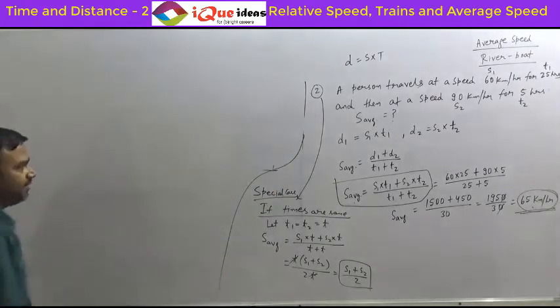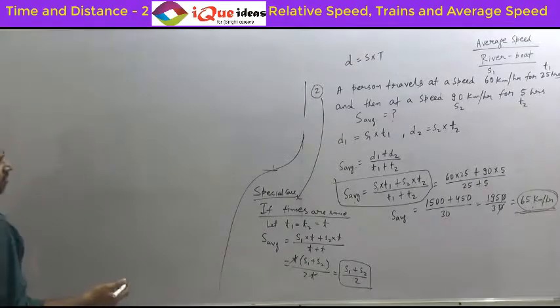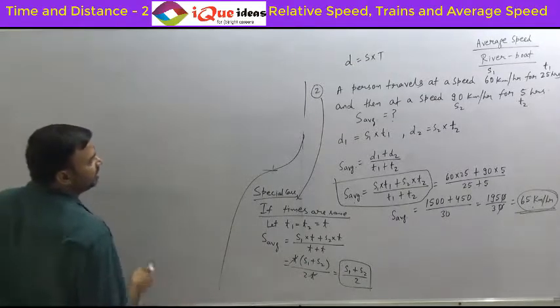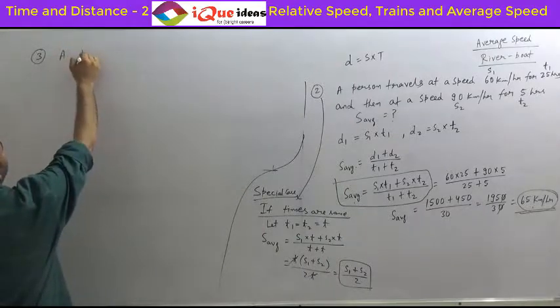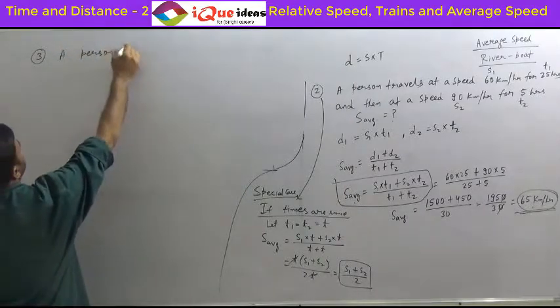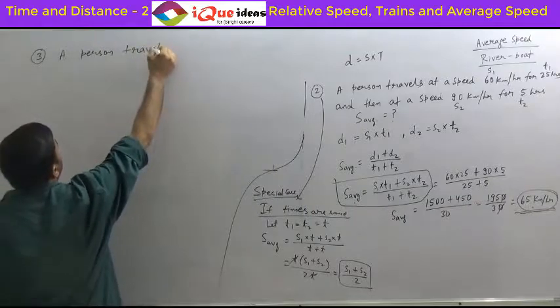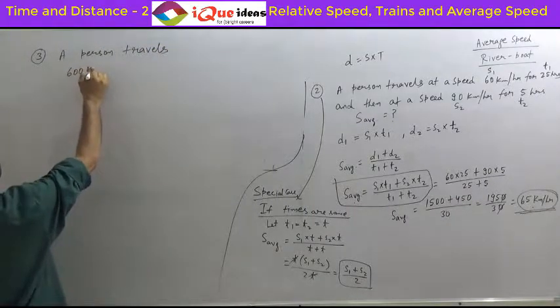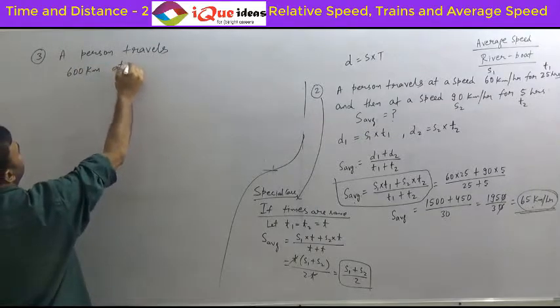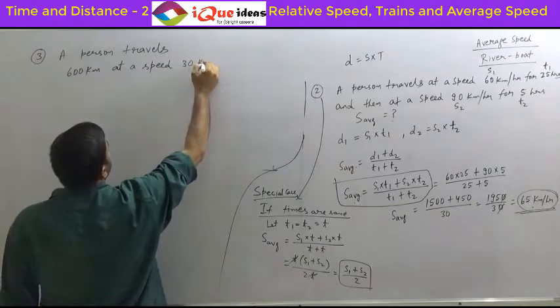Now, third case, in which, what is remaining? What combination is remaining? Distance and speed combination is remaining. So, third case, a person travels, let's say, 600 kilometers at a speed of 30 kilometers per hour, right?